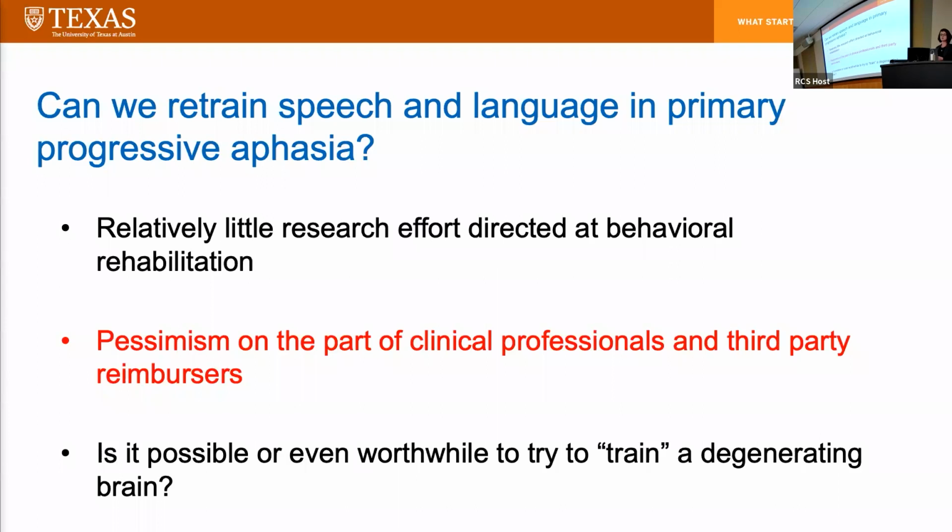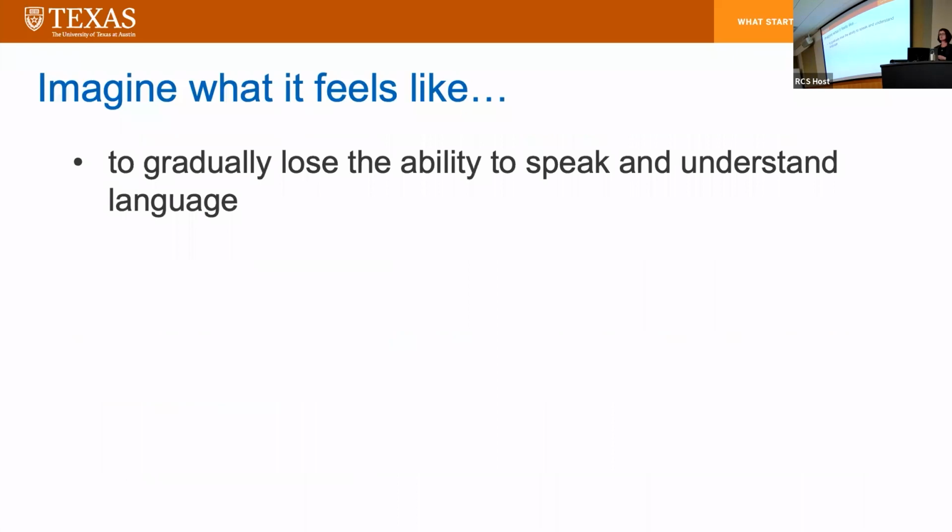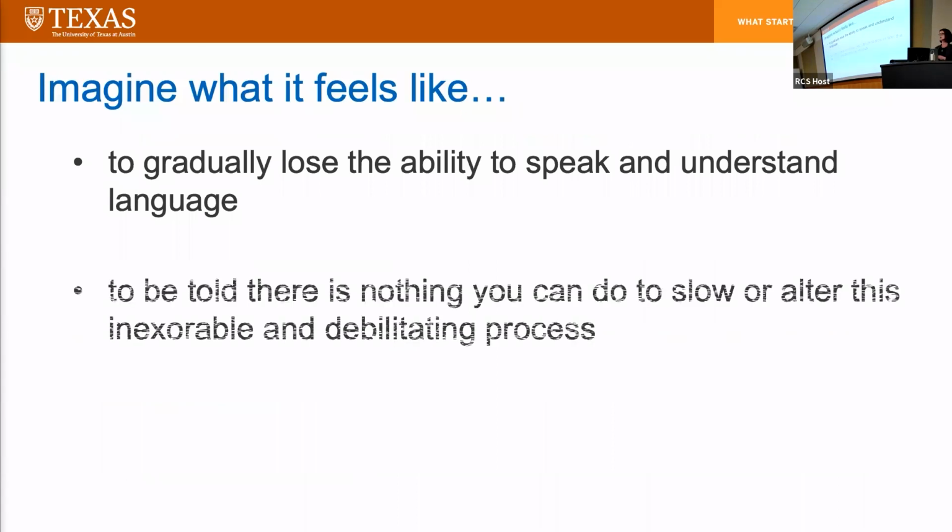So we've posed the question, is it possible or even worthwhile to try to train a degenerating brain? And I'll give you a spoiler, we do think it's possible and worthwhile. But to set the tone, I'd like for you to think for a moment about what it feels like. Think again, to gradually lose the ability to communicate and to be told that there is nothing you can do to slow or alter this progression.